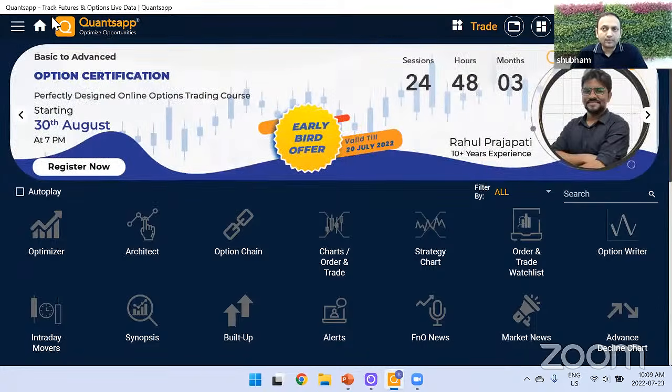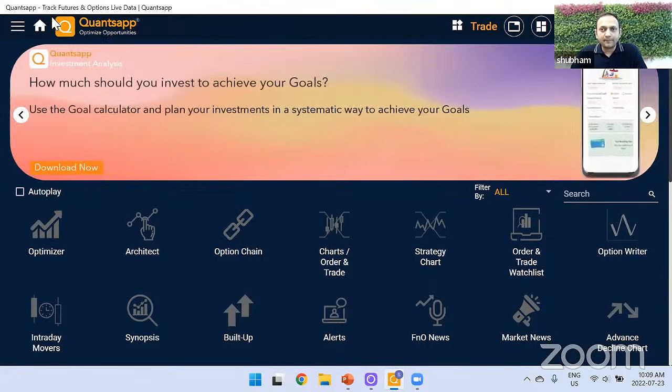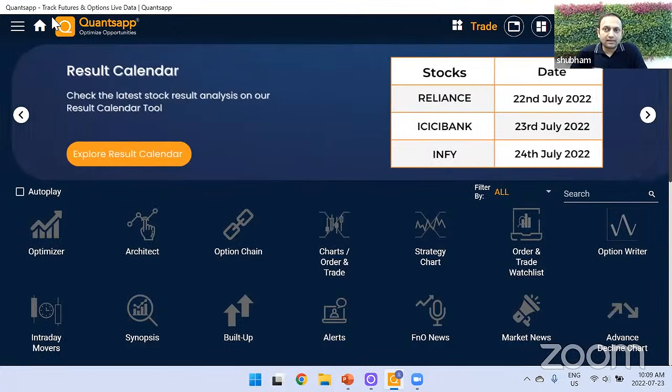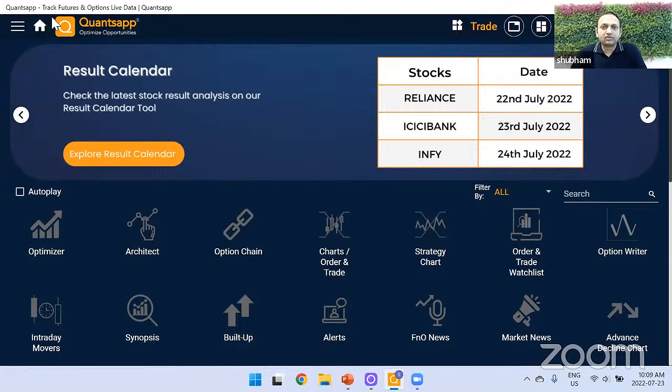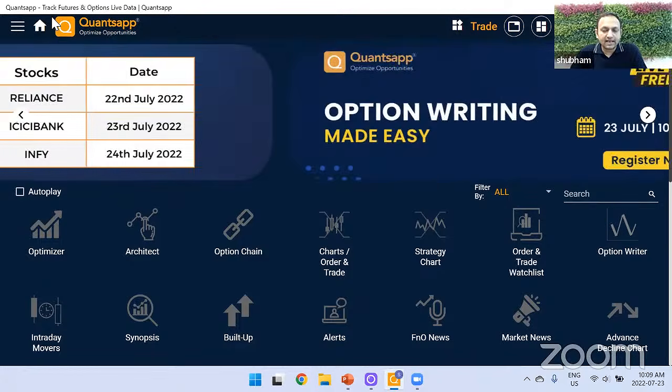The answer is no, because even though the IV today might be at a different level, tomorrow the market movement can be completely different, right? So what will actually happen in the future is called FRV, which is future realized volatility.